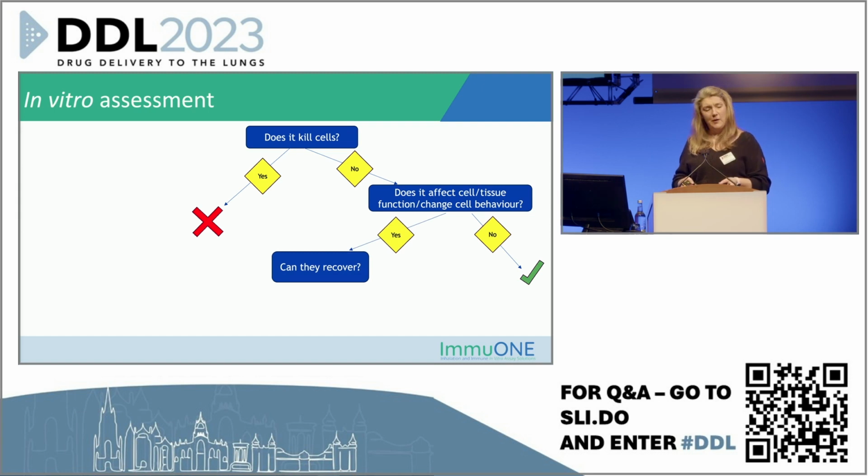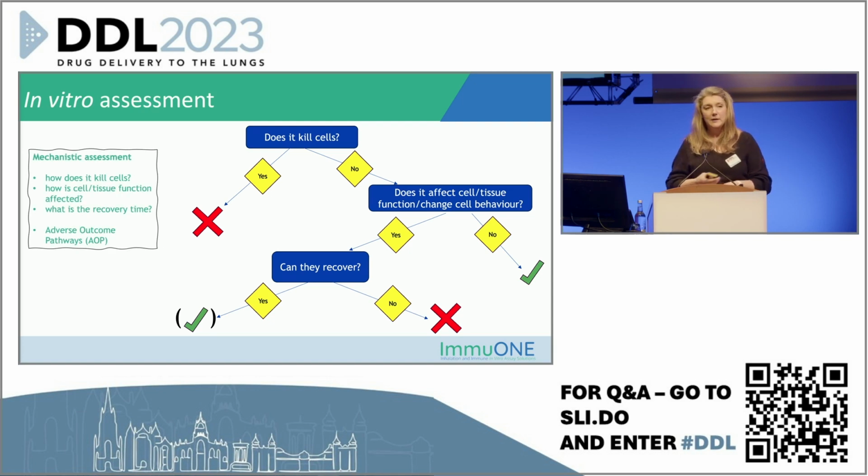If it does change cell function or behavior, but it's not necessarily adverse, perhaps it's adaptive, can the cells recover? If no, then the weight of evidence isn't great. But if they do recover, excellent, but we need to show that evidence. So in vitro assessment can be used for screening, but it can also be used for mechanistic assessment. Rat studies and in vivo studies are great for the whole system and animal basis, but understanding the mechanism of toxicity or the mechanism of reaction is quite difficult. But cell-based models are really, really beneficial in this.